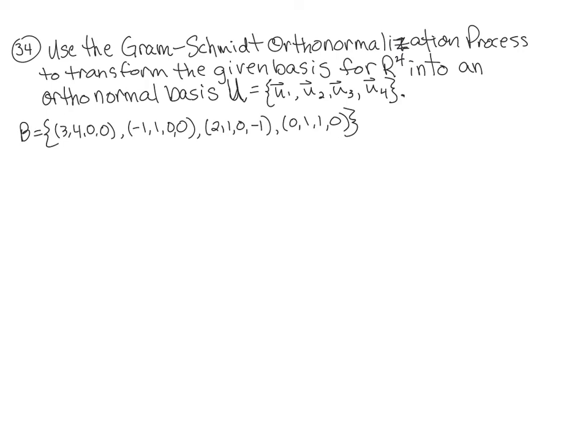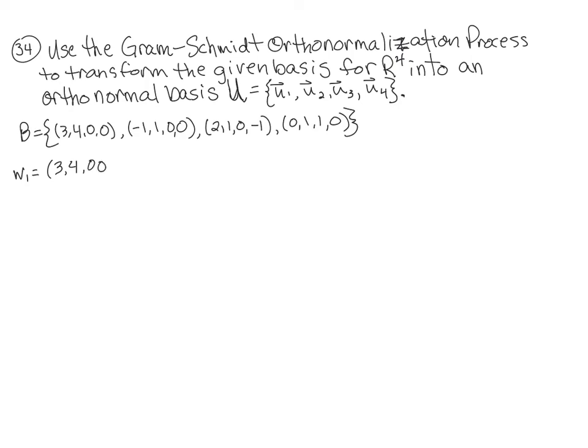Okay, in this problem, we're given a basis for R4, and we want to use the Gram-Schmidt process to transform this into not just an orthogonal basis, but an orthonormal basis. So the first step is to find 4 vectors from these vectors that are orthogonal to each other, okay? So we're going to refer back to the other page that had that process on it. Step 1, we set our first vector, I'm going to call it W1, equal to our first vector.